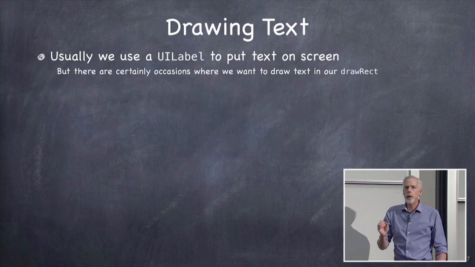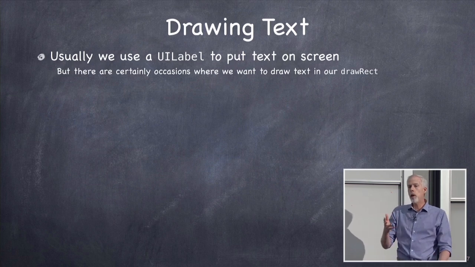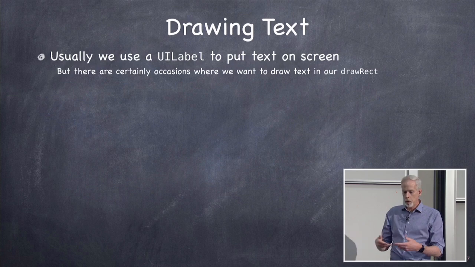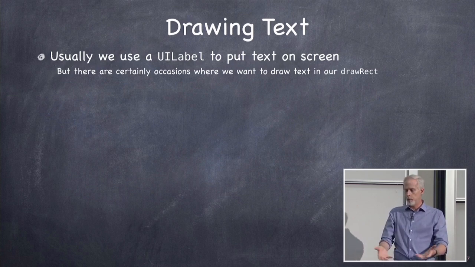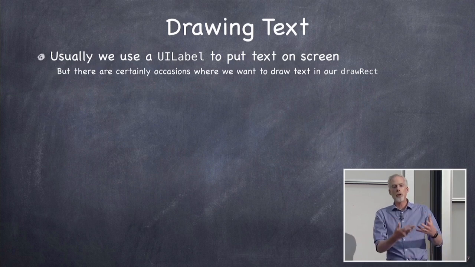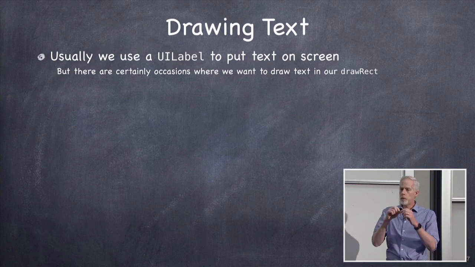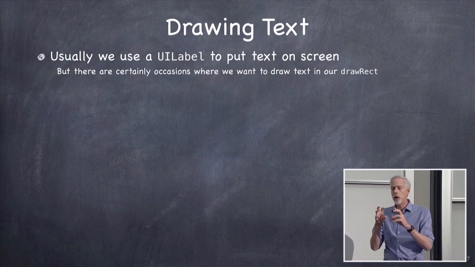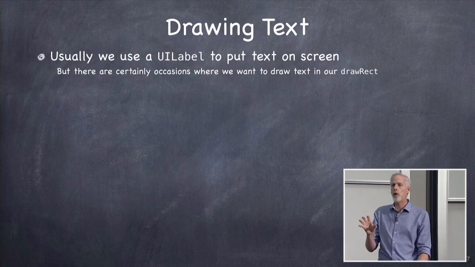All right, let's talk about drawing text. How do we draw text? Well, one way to draw text you already know is UILabel. You could just create a UILabel and make it a subview of your view, and bingo, you got some text in your view. Now, the only problem with that is you're drawing in your drawRect, and if you're drawing around the text, you'd have to make sure it all lined up with your subview.